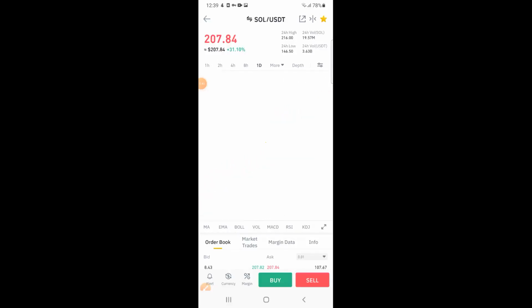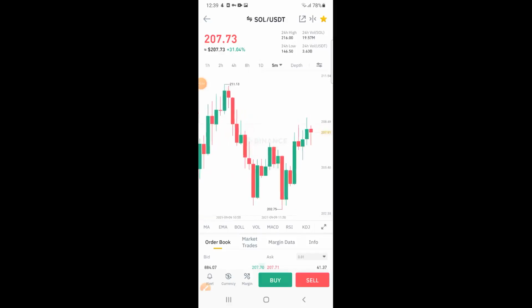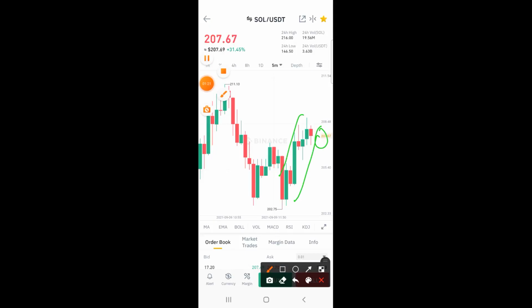First check the trend. Now I am selecting the short term, 5 minutes. I am using short term trading. See the trend and price. First your target is 205. Buy at 205.